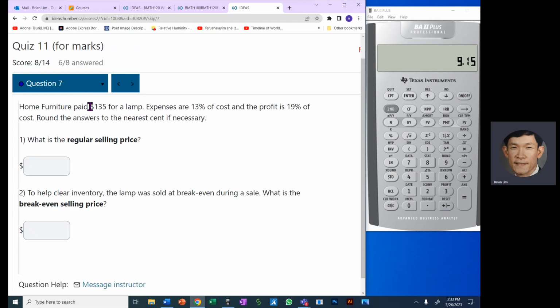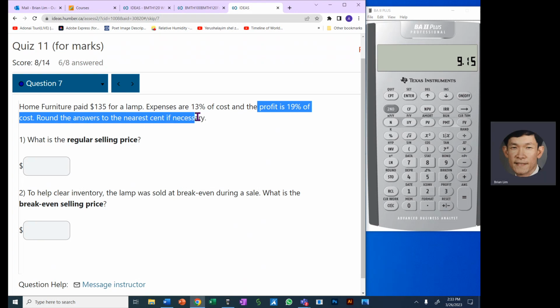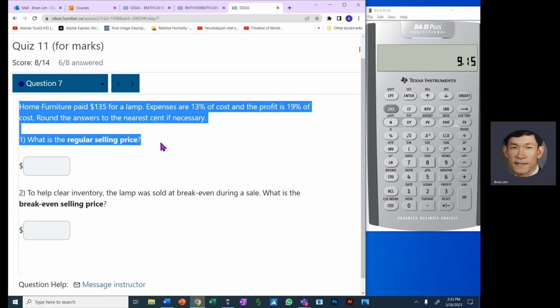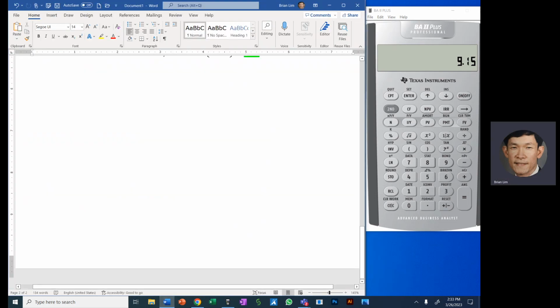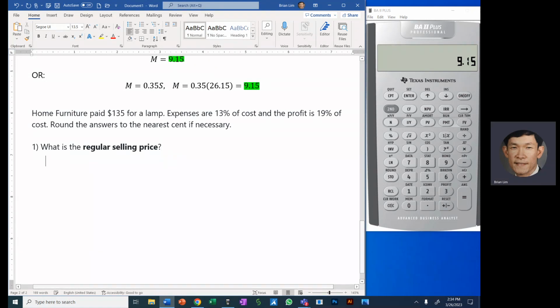This one, home furniture paid $135 per lamp. Expenses are 13% of cost, profit is 19% of cost. Round the answers to the nearest cent if necessary. What is the regular selling price? So this we should be able to do very easily. Let's just put it in there and we get our selling price.